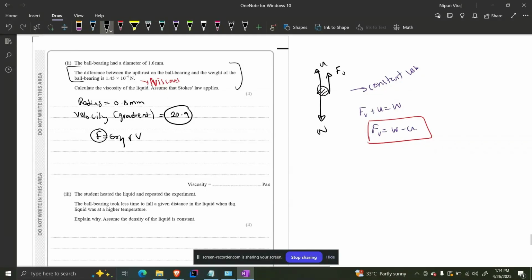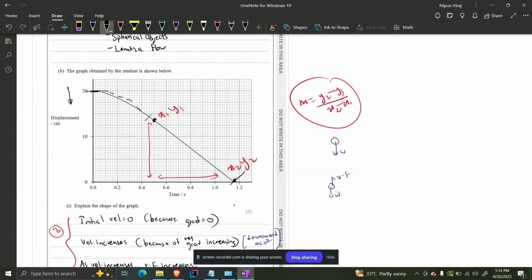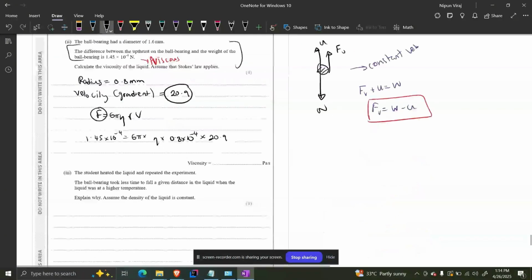Okay. So we can substitute the values: 1.45 times 10 to the power minus 4 is equal to 6 pi into eta into 0.8 into 10 to the power minus 4 into 20.9. What are the units? This is centimeters per second, so you need to convert it into meters per second. You need to multiply by 10 to the power minus 2. Okay, so that is important. Then you will get the answer for viscosity as 0.046.